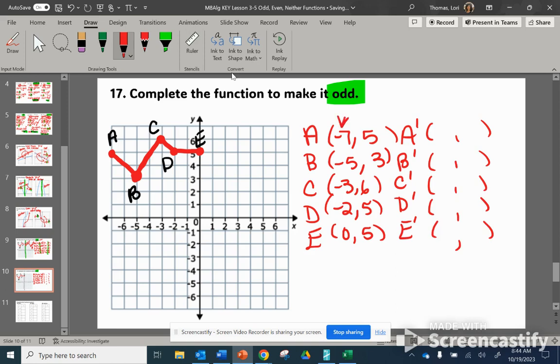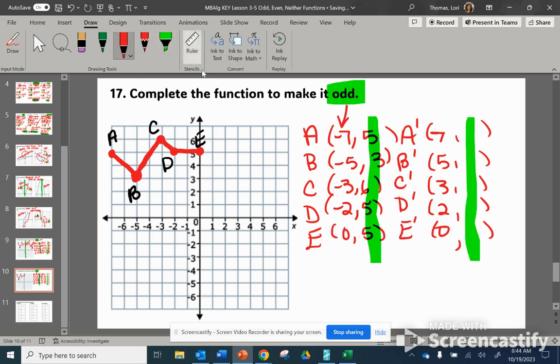So we have to look at the opposite of our x values, so that's 7, 5, 3, 2, and 0. And this time, the outputs have to be opposite in sign. So all of these outputs, we're going to make them negative for our new points and then plot these. So A prime is 7, -5. B prime is 5, -3. C prime is 3, -6. D prime is 2, -5. And E prime is now 0, -5.